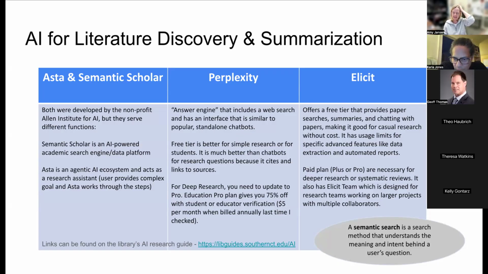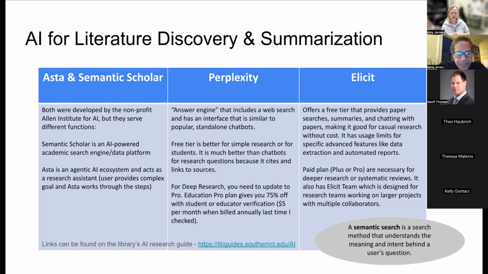But I think that ASTA right now is really good. It uses Semantic Scholar's bank of knowledge information. Both were developed by the Allen Institute, but they have different functions. Semantic Scholar is the AI-powered academic platform, whereas ASTA is more of an agentic AI tool, and it acts like a research assistant. You can ask it questions. You can't really do that in Semantic Scholar. So I'll show you ASTA in just a minute.